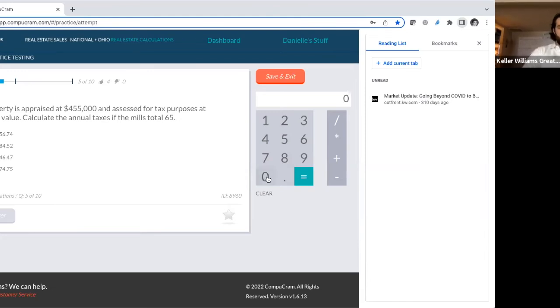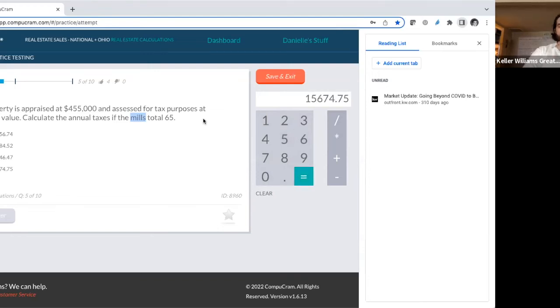So the first thing we're going to do here: property value, get it down to the assessed value, so times 0.53. Then we know we're working with mills. Second step is always to divide by 1,000. Final step is to multiply by the number of mills.